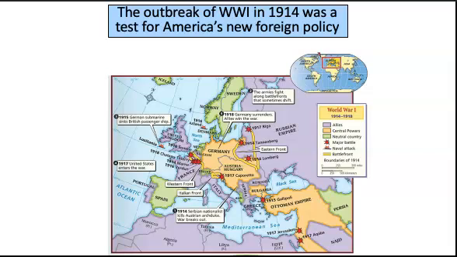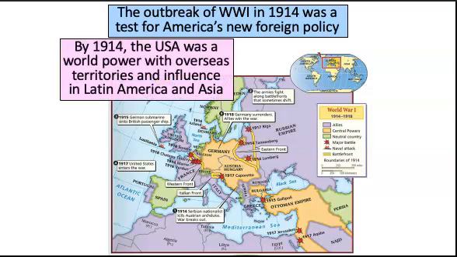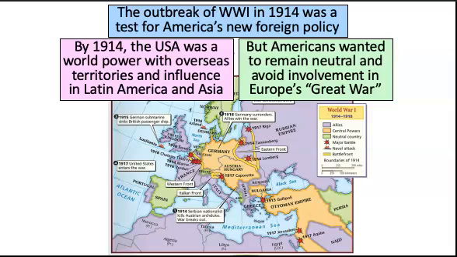Now, the outbreak of World War I in 1914 was a test for America's new foreign policy. By 1914, the United States was a world power with overseas territory and influence in Latin America and Asia, thanks to America's imperialism as well as our Open Door Policy in Asia. However, despite America's increased power in the world, we wanted to remain neutral to avoid involvement in Europe's Great War.